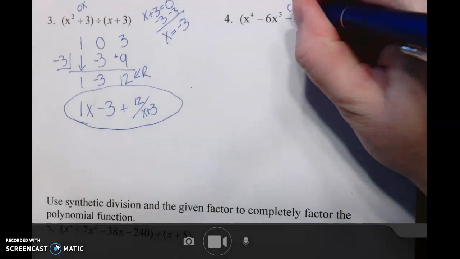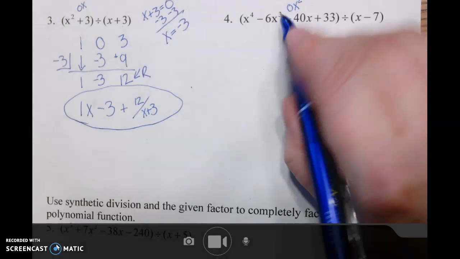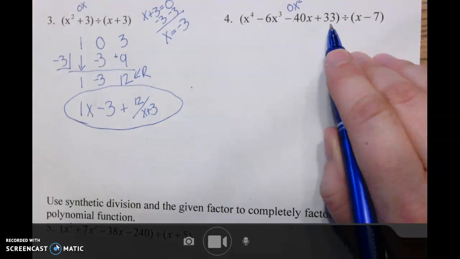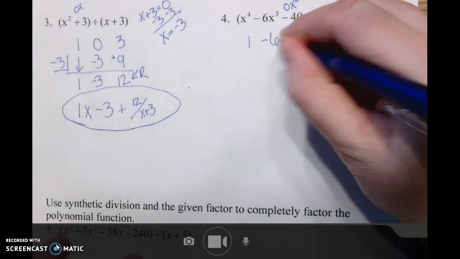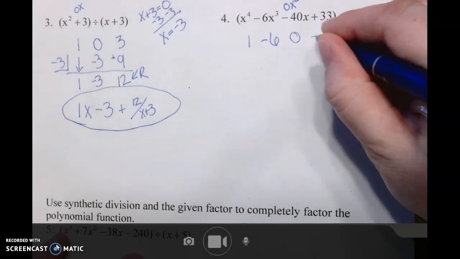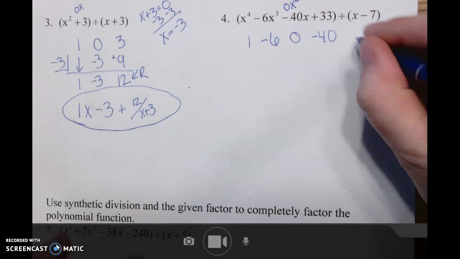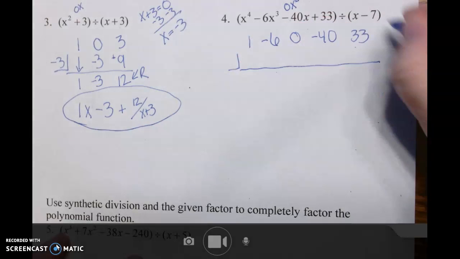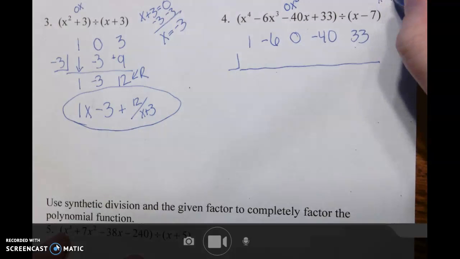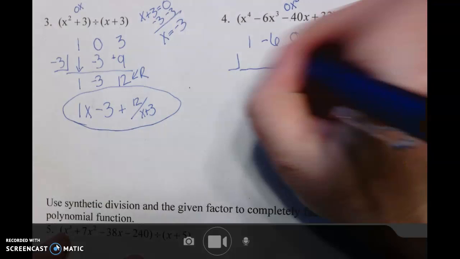Alright, looking at number 4, again I'm looking to see if I have any missing terms, and I'm missing the x squared term. It goes fourth power, third power, we need second power, first power, and constant. So our coefficients are 1x to the fourth, negative 6x cubed, 0x squared, negative 40x, and 33. And again, I'm going to solve x minus 7 is equal to 0, so x is equal to 7.